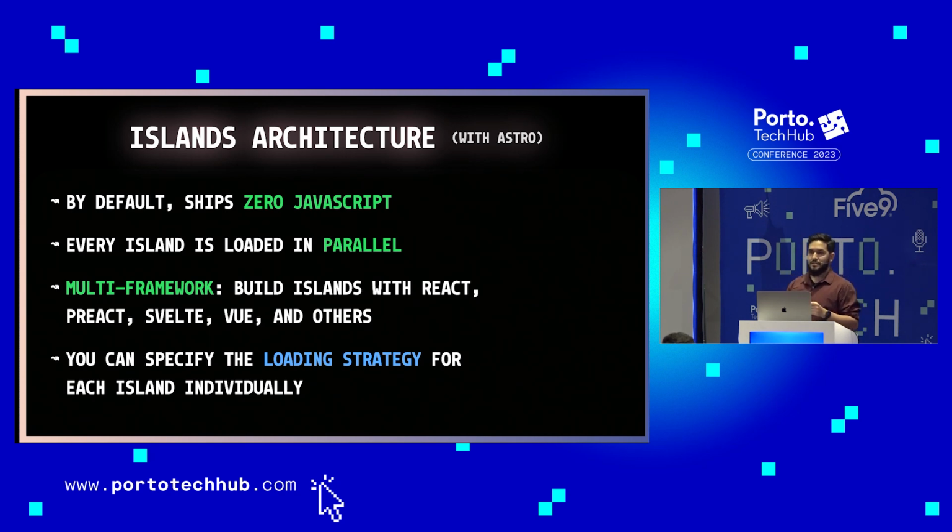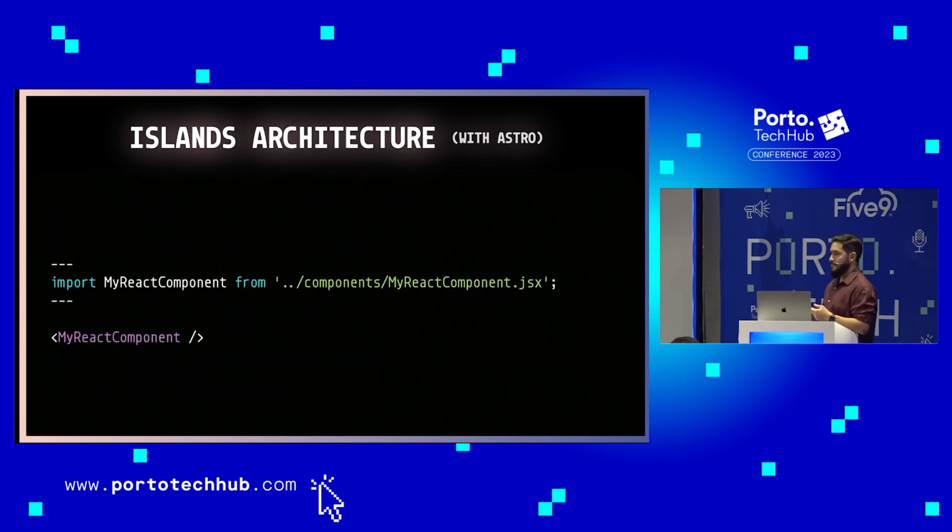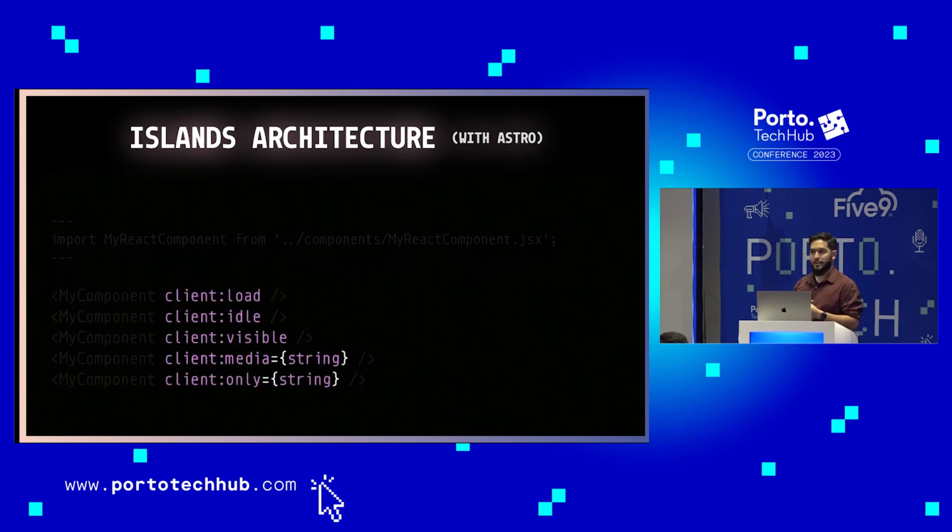And last but not least, I think it's a very clever thing they do when it comes to DX is that they allow the loading strategy. You can basically specify the loading strategy for each island individually. So it looks like this. Let's say I'm importing this JSX React component in Astro. I get their directives. So I can basically do, for example, hydrate on load, or hydrate when the browser's idle, or when the component becomes visible to the user, so you have different strategies.